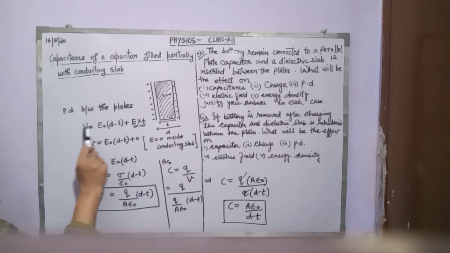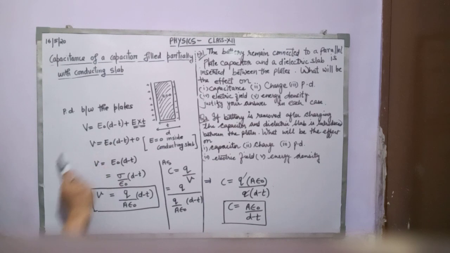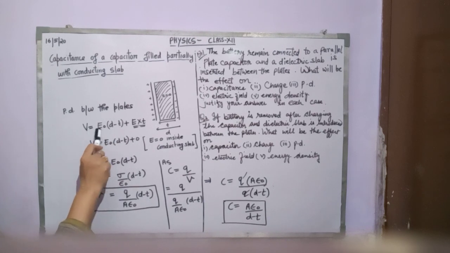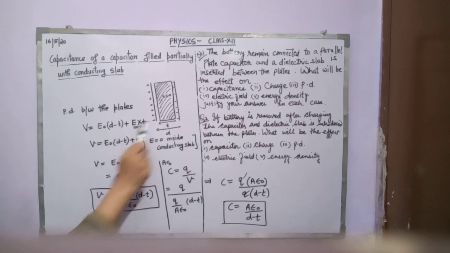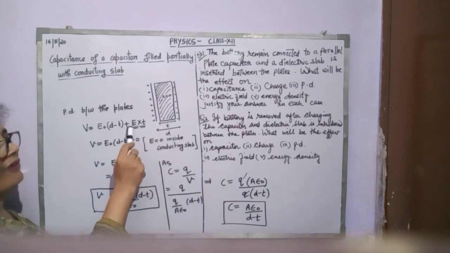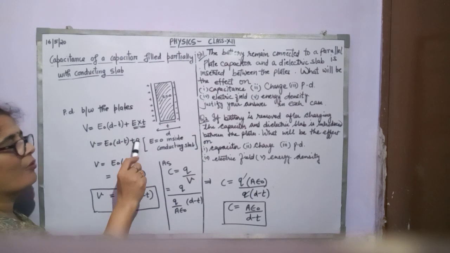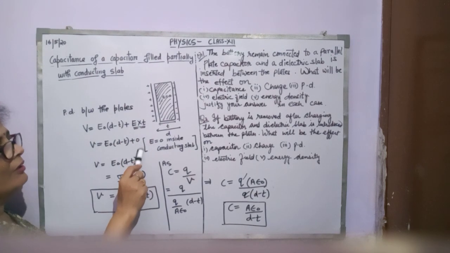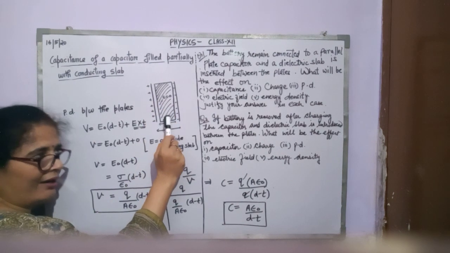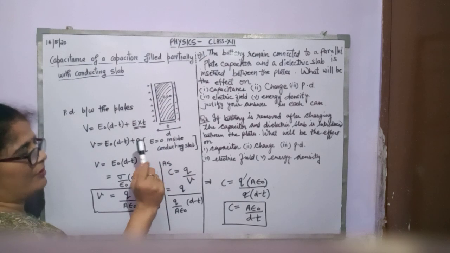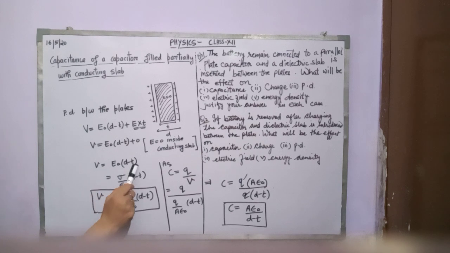Now the relation between the potential difference, the electric field and the distance between the plates is V is equal to E into distance. Therefore, in this case D minus T, the electric field is E naught. In the conducting slab, suppose the electric field is E, thickness is T, multiplied by T. But this term becomes equal to 0. Why is this term equal to 0? Because inside the conducting slab no electric field exists, it is equal to 0. Now if this term becomes equal to 0, we get V is equal to E naught times D minus T.